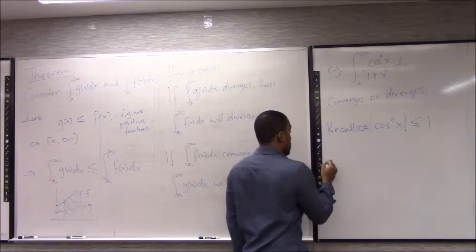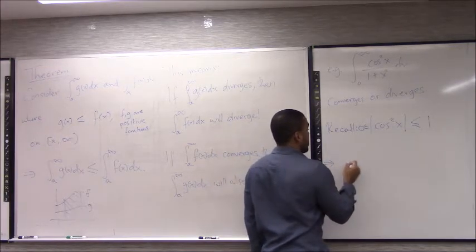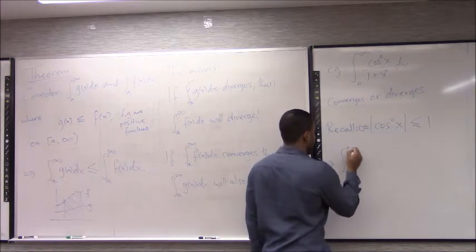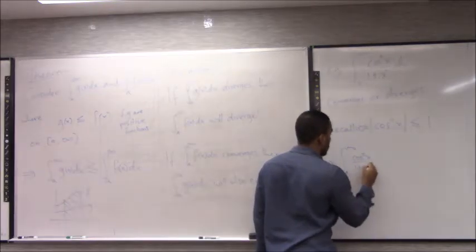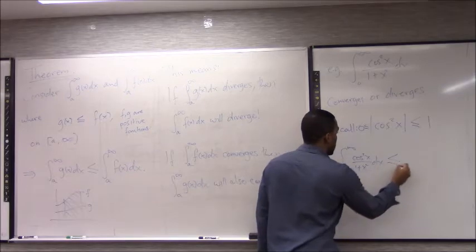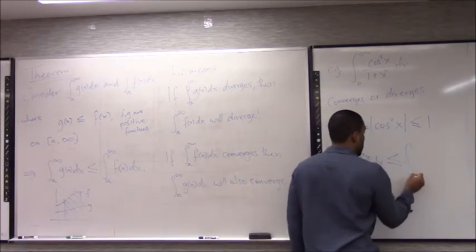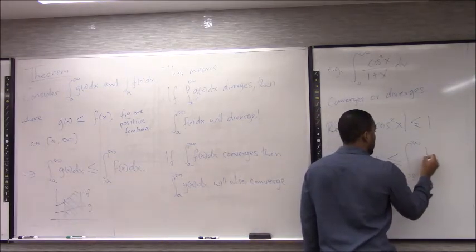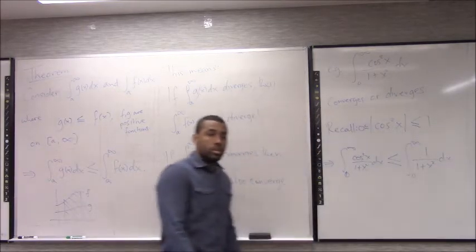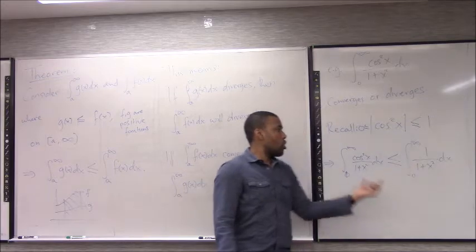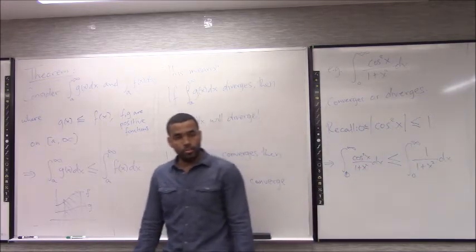So what that means is that if I look at the integral from 0 to infinity of cosine squared x over 1 plus x squared, this will always be less than or equal to the same integral if I replace the cosine with 1. The area under this will always be larger than the area under that.